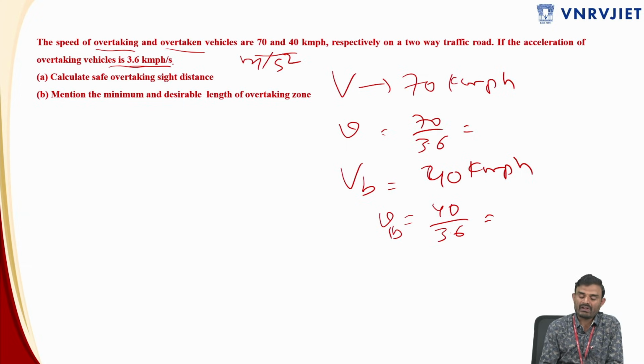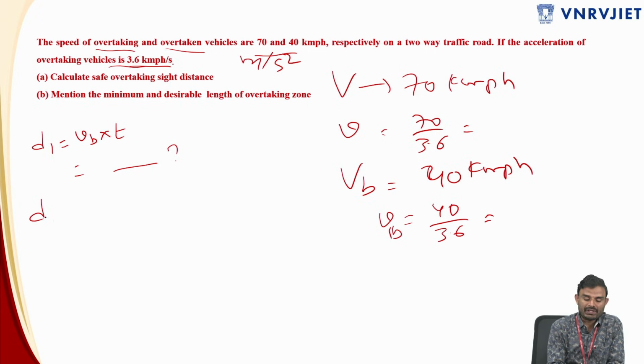Once you get the values of v and VB, again you have to calculate D1. D1 is equal to VB into T, the reaction time. Of course, if it is not mentioned, by default you have to take it to be 2 seconds. So you convert this value into meters per second and substitute the value, you will get the value of D1. And D2 is only a different question. The calculation remains constant, but only the condition is that they have given two different speeds.